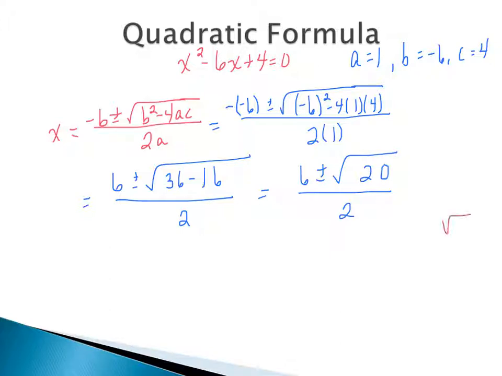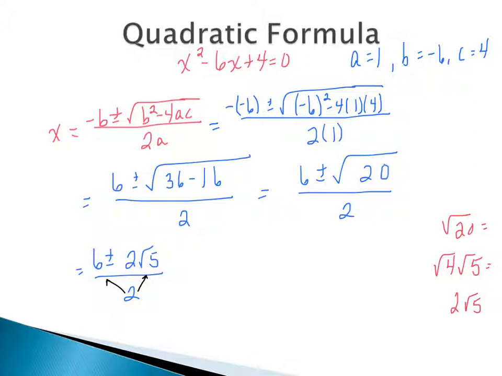Off to the side, the square root of 20, largest perfect square factor is 4, so we'd have square root of 4, square root of 5. So we would just get 2 square root of 5. That means here that I have 6 plus or minus square root of 20, which now becomes 2 square root of 5, all over 2. And then finally, we just want to simplify this by dividing with our denominator. We're going to see if our denominator goes into each term in the numerator, so we divide 2 into 6 and then 2 into 2 square root of 5.